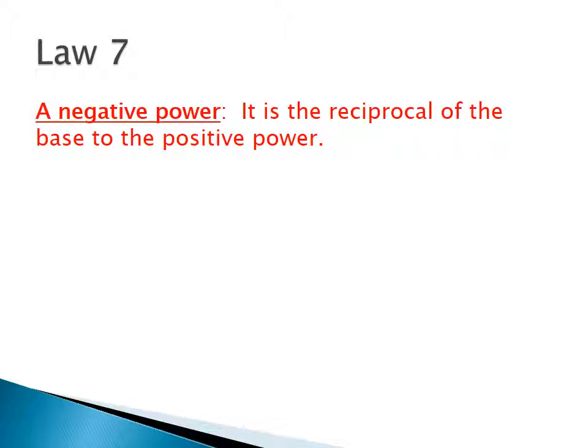The seventh law is when we have a negative power. We can change the negative power by using the reciprocal of the base to raise that to the positive power. An example is 7 to the negative 2 can be changed into a positive power by using the reciprocal of the 7, which is 1 over 7. So we're going to end up with 1 over 7 to the second, which is 1 over 49.